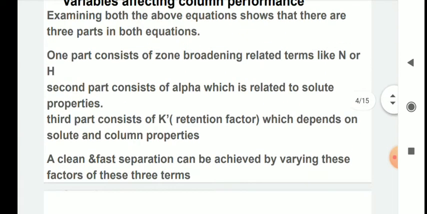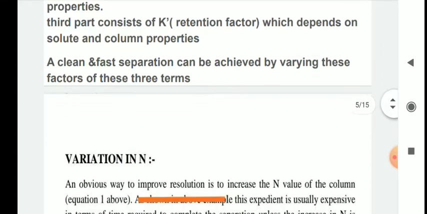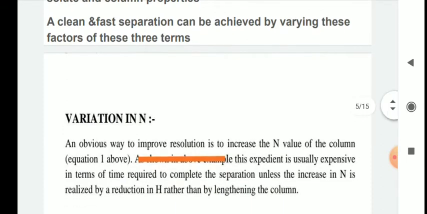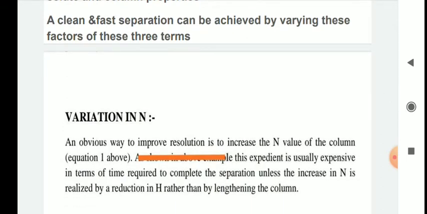The clean and fast separation can be achieved by varying these factors of these three terms. Now let us see each term, how you can control them and get better separation. If you want to increase the resolution, then the plate number of the column, as per the first equation, should be high. Now if you want to increase the plate number, if you are keeping the plate height same, then the plate number can be increased only by increasing the length of the column.